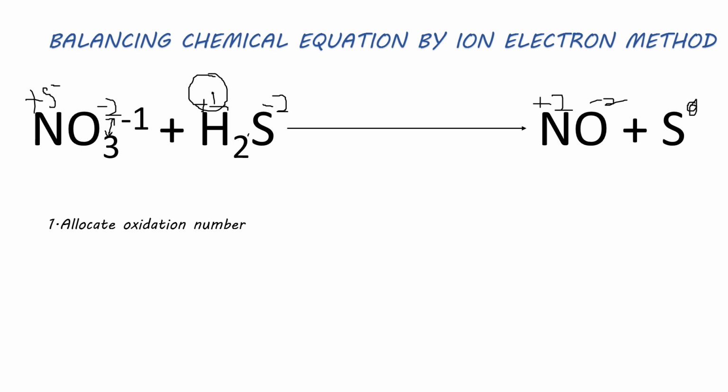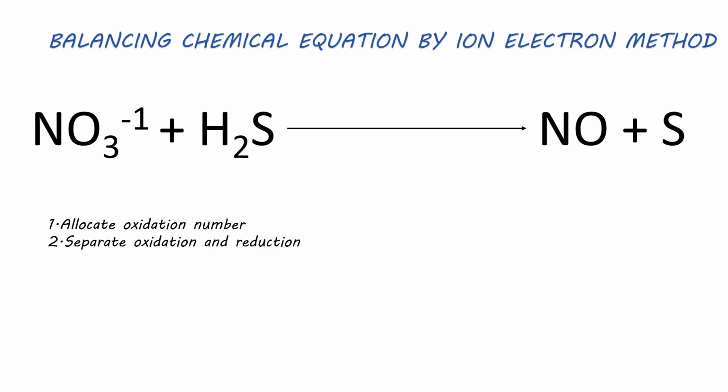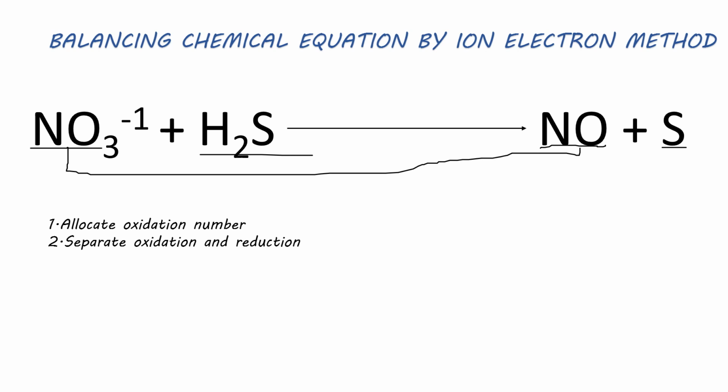Let's move on to the second step. The second step states that we have to separate the oxidation and the reduction. Oxidation is a process in which the oxidation number increases. First we see NO3 here and NO there, H2S here and S there. These compounds are related to each other. Now we have to identify which of these two is oxidation and which is reduction.